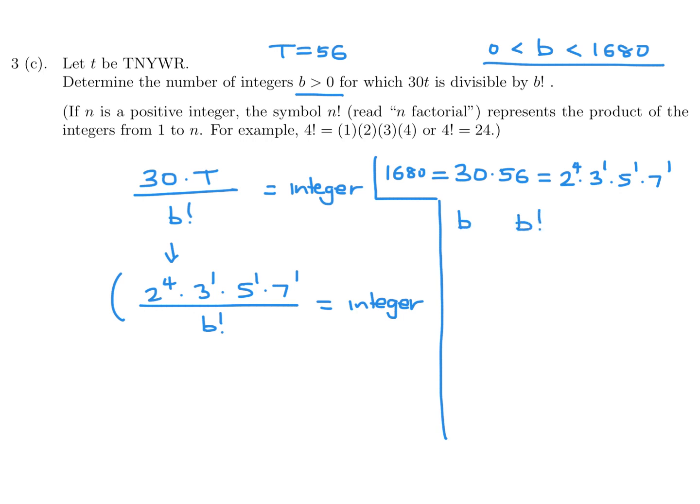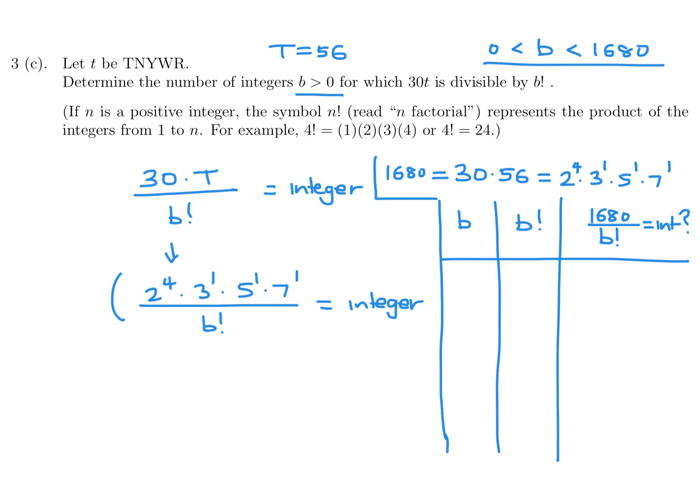What happens when you actually divide that 1680 by this b factorial? Is it an integer, yes or no? I'm putting a question mark there. Okay, let's see what happens. But actually, this shouldn't be so bad because we're not dividing by b, we're dividing by b factorial, so it should happen pretty quickly. 1 factorial is 1, and this is going to be 1680. So this is yes.